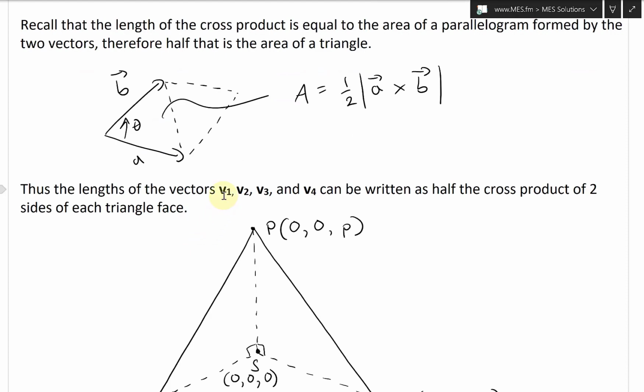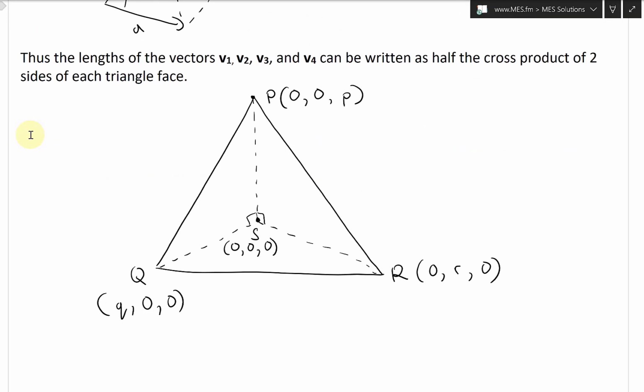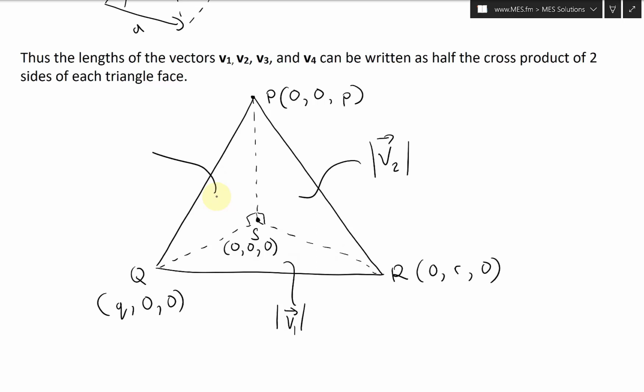So V1 corresponds to the face opposite of P. This triangle is going to be the length of the vector V1, like that. And then opposite of Q is going to be our V2. And opposite of R is going to be over this triangle, and that area is going to be the length V3.